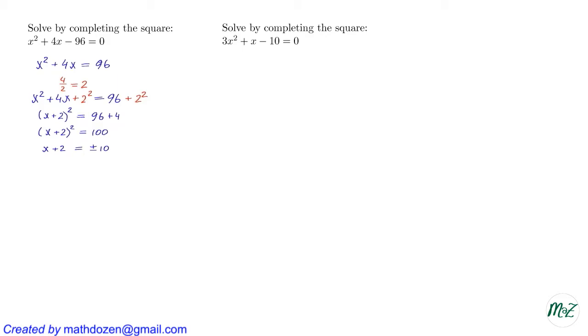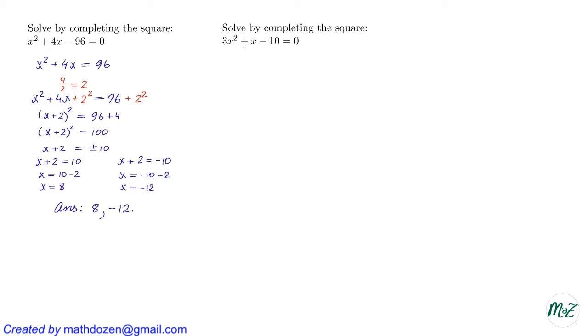So that splits into two equations. Either x plus 2 is positive 10 or x plus 2 is negative 10. Subtracting 2 from both sides on the leftmost equation, we get x equals 10 minus 2, which is x equals 8. For the right equation, we end up with x equals negative 2 minus 2, so x is equal to negative 12. So the answer is 8 and negative 12. Those are the two solutions that we have for this equation.